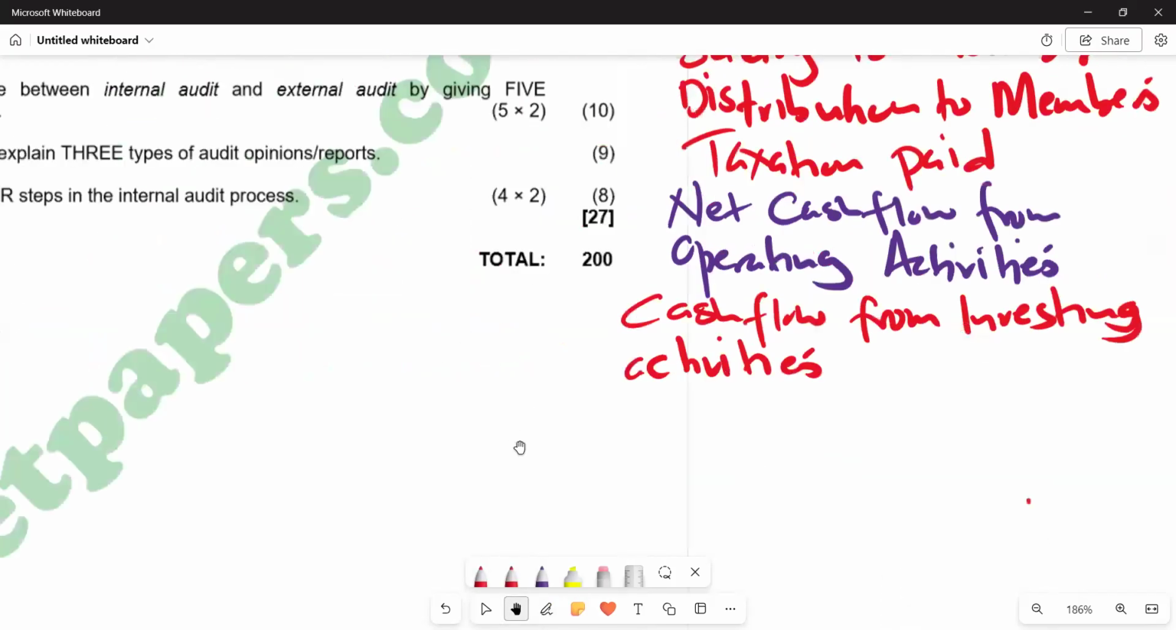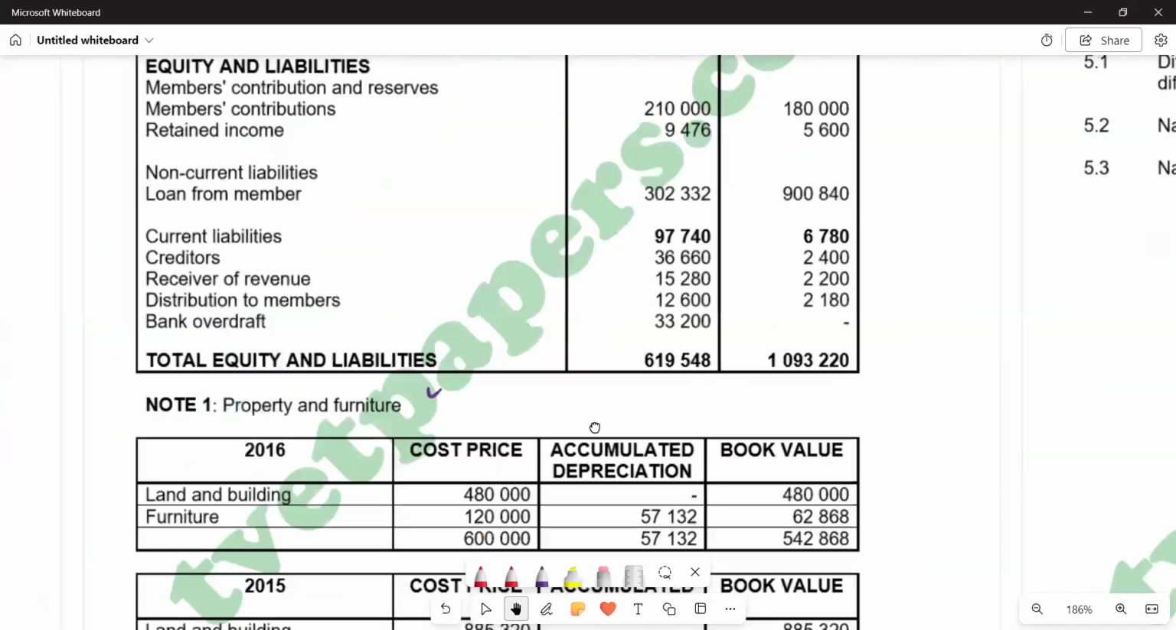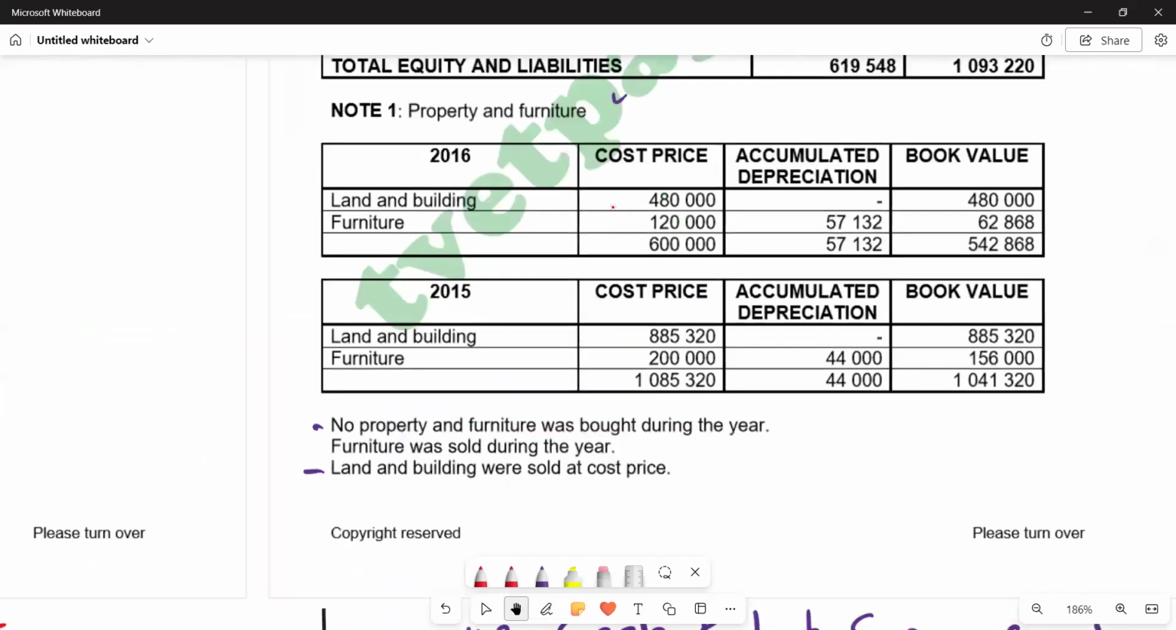So we come here. Investment activities, we're going to have them here. Remember, we are saying no property and furniture was bought during the year, which is okay to leave that one. Then we've got furniture which was sold during the year. So before we calculate the furniture that was sold, let's look at land and buildings which were sold at cost price. We are just going to say the cost price for the current period, which is 480,000 for land and buildings, and we subtract it from the figure for the previous period, which is 885,320.